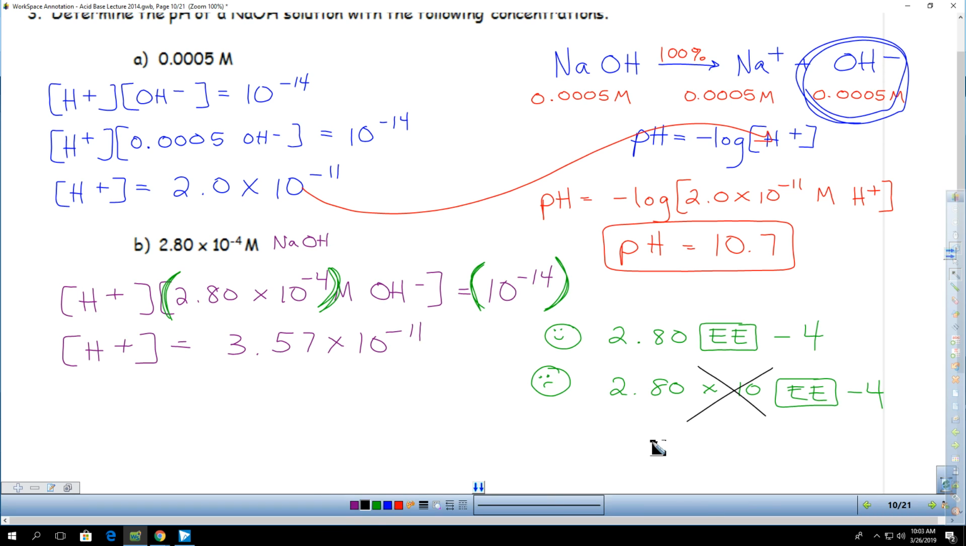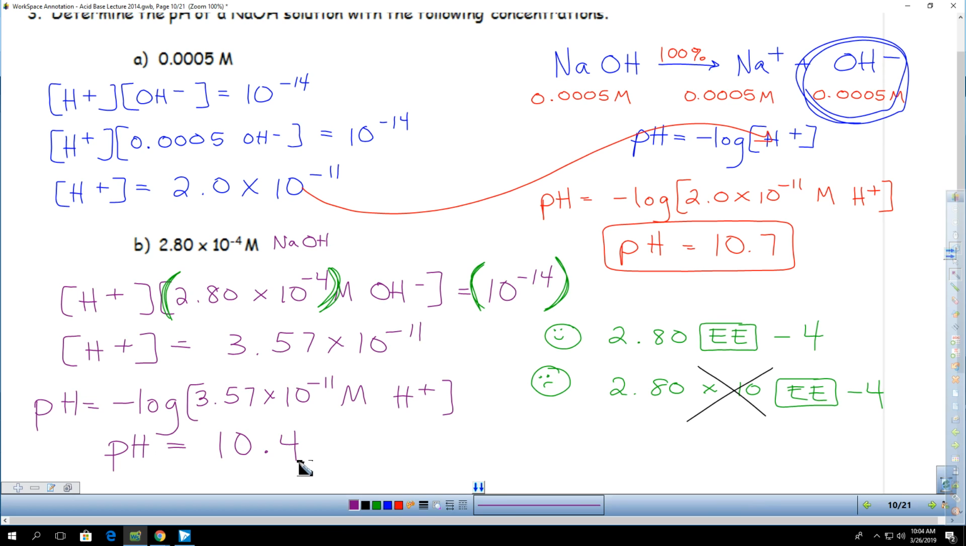But now once I know the hydrogen concentration, I can do pH. pH is opposite log of the 3.57 times 10 to the negative 11 molar hydrogen. And just like the previous question, I'm going to guess that my pH will be somewhere around 11. It won't be exactly 11 because, again, I don't have a 1 out in front, but it should be something close. And that's at least how I know that my answer is reasonable. So if I plug this in, opposite log, 3.57 times 10 to the negative 11, I'm getting a 10.4. In the ballpark of 11, and definitely something basic. So the answer is reasonable.